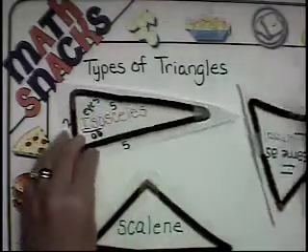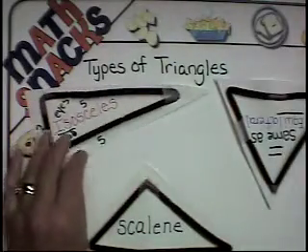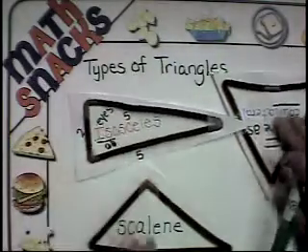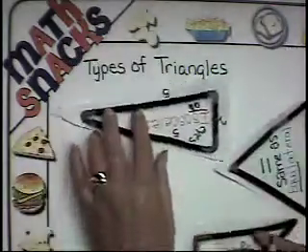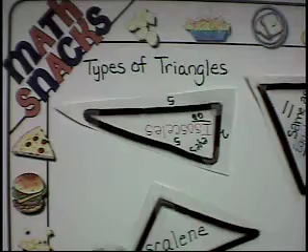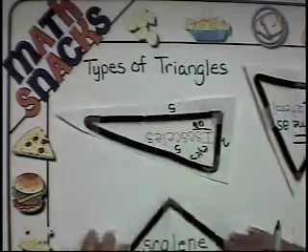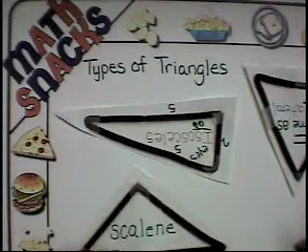Gotcha. So we have equilateral upside down. But is it still equilateral? It still is an equilateral triangle. No matter how I flip these, that's still an isosceles. That's correct, no matter how I turn them.